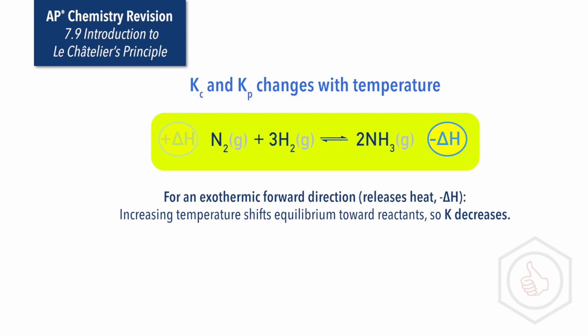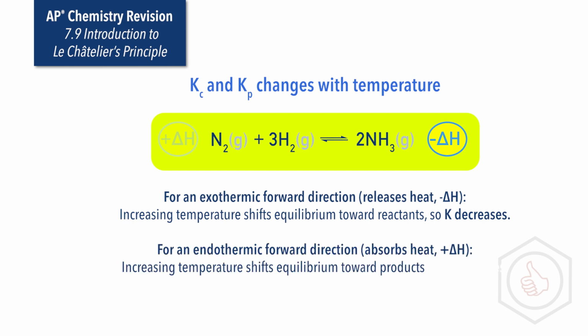Equally, because the endothermic direction is the reverse direction, if we decrease the temperature, we shift the equilibrium towards the products, meaning K will now increase, because the new equilibrium mixture will contain a slightly higher proportion of products compared to reactants than before.